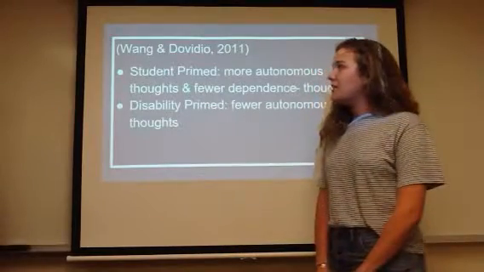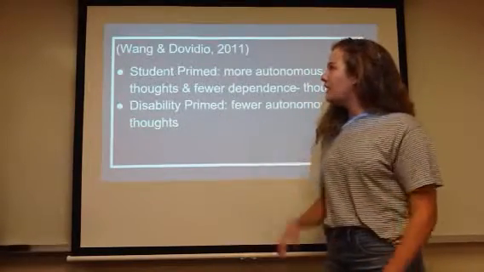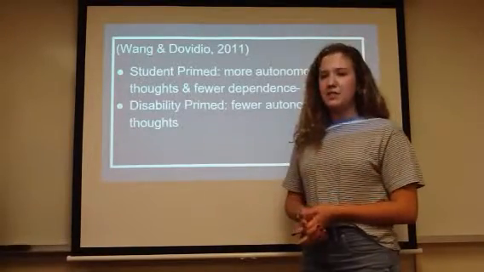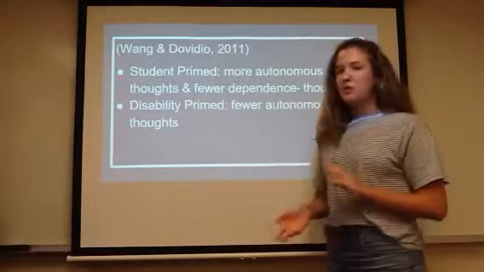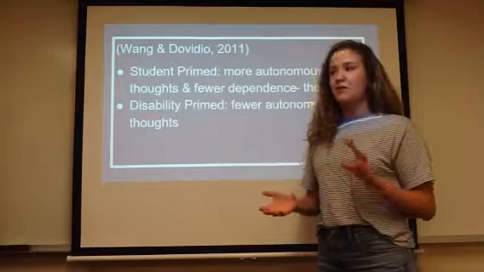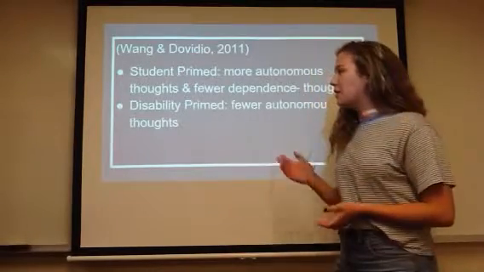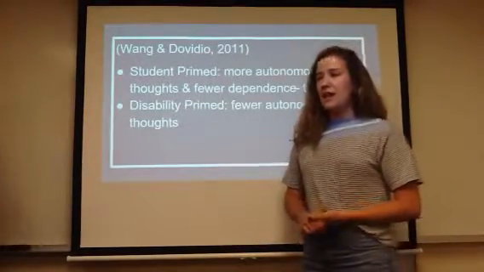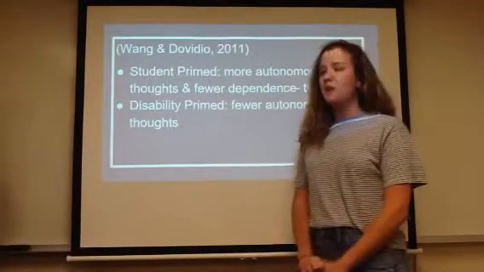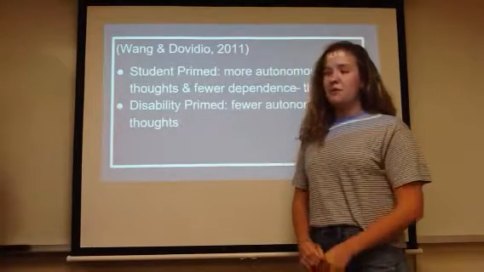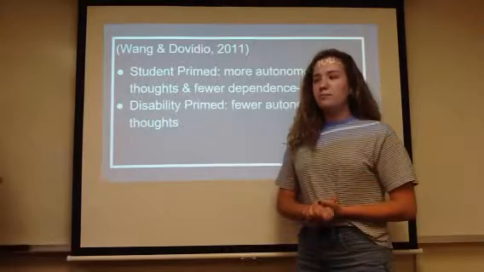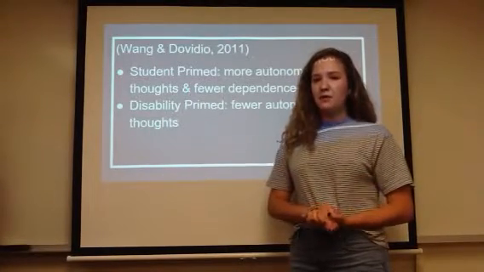So the study also delved into a certain study by Wang and DeVito. They had a group of people with disability in a university setting, and they primed some of those people to think about their identities as students, and specifically to think about themselves and their life as a student, whereas they had another group thinking about their life and the aspect of their identity as a person with a disability. Those who were student primed were found to have a lot more autonomous thoughts and fewer dependence thoughts compared to the group that was disability primed and thinking about their identity within that scope, who had fewer autonomous thoughts.